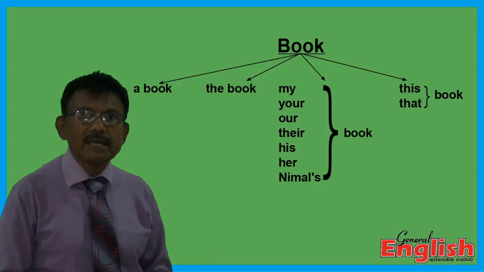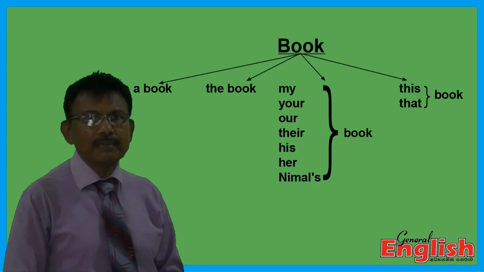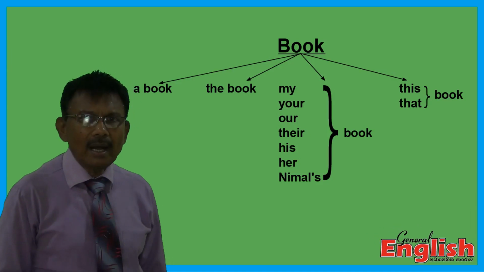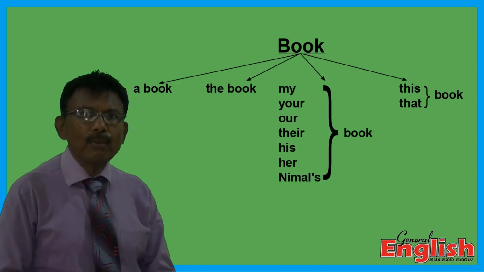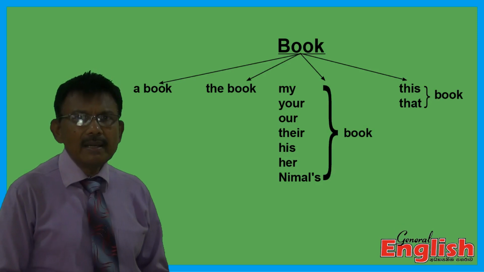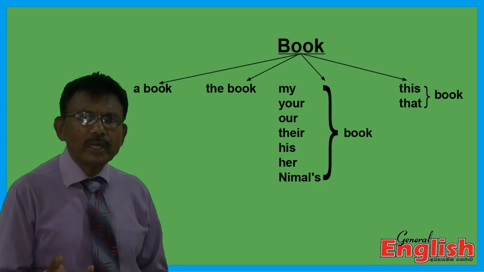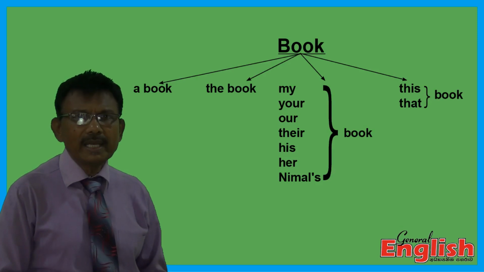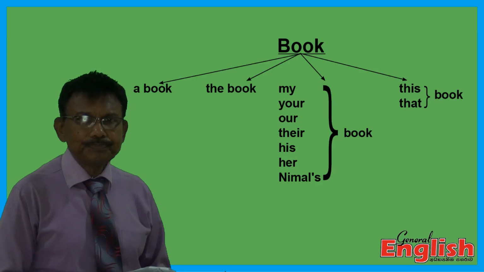When I am going to say something for the first time, I use a. I want to buy a pen. I met a boy. I bought a bicycle, like that. But when we are talking about that same thing for the second time, we use the. Then we can say the match, the boy, the bicycle.